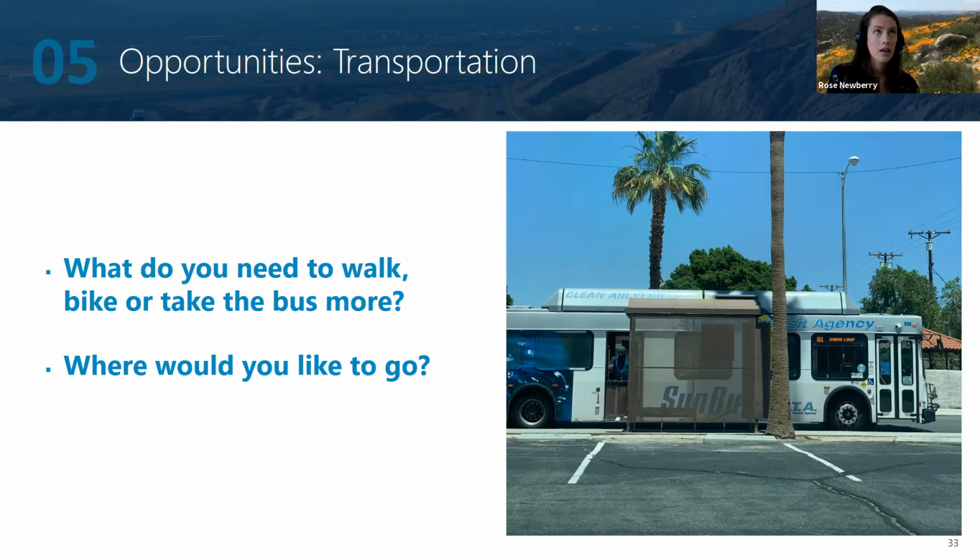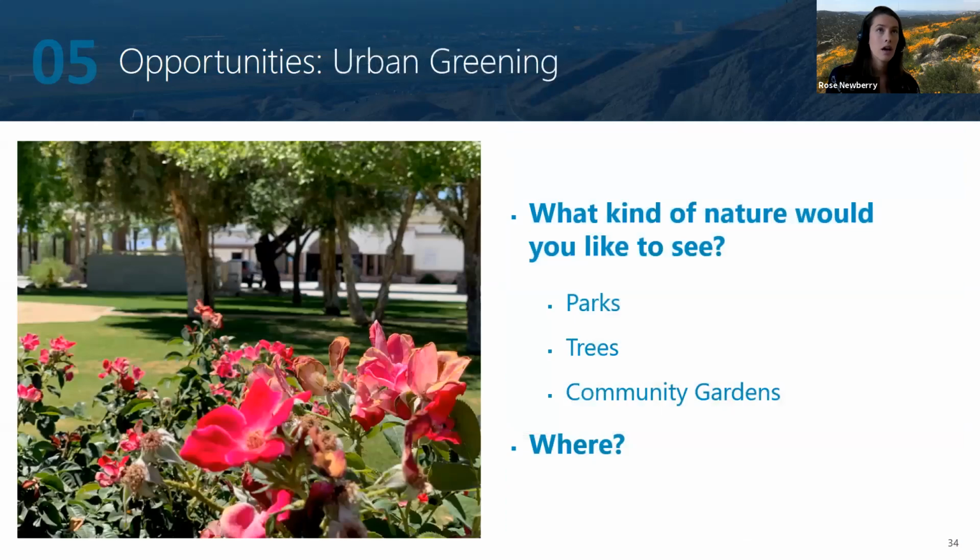And then lastly, what kind of nature do you want to see? Is it more parks? Is it more street trees? Is it more community gardens? Is it all of those things? And where should those things go? Where are those going to do the most benefit?